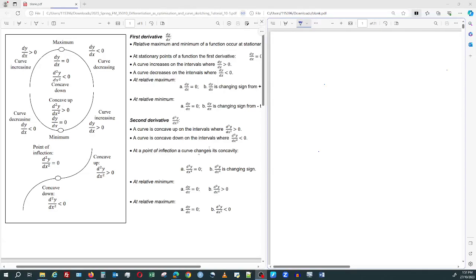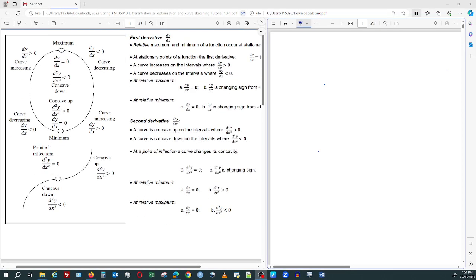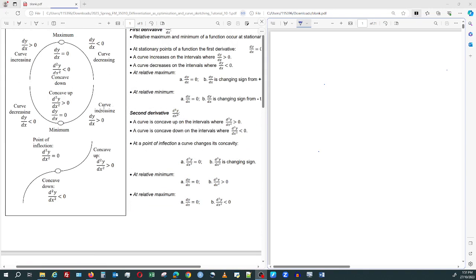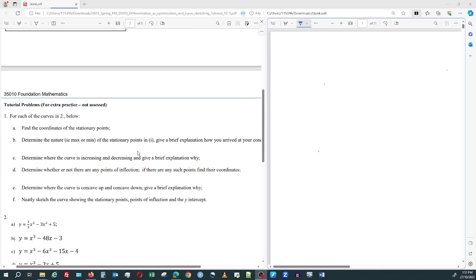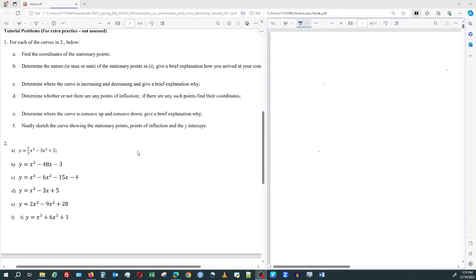Right, welcome back. We're having a look at the tutorial for this week. So there's a summary of all the information that we'll be using, so we can pick those out to help us. Alright, so for each of the curves below, see if you can find stationary points, turning points, inflections, and give a bit of a graph of those.